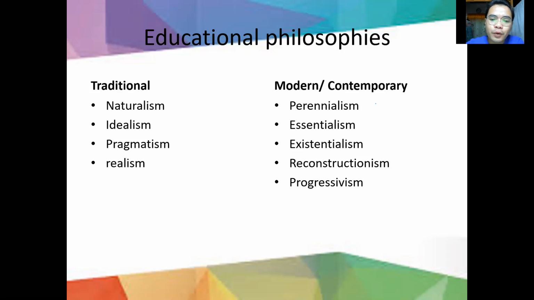The second one is essentialism. Now, take note, habang pababa ka from perennialism to progressivism, you are increasing the learner-centeredness of the philosophy. Ang pinaka-learner-centered sa limang ito ay progressivism. Ang pinaka-teacher-centered sa limang ito ay perennialism. So you are increasing the learner-centeredness of the philosophy from perennialism to progressivism.